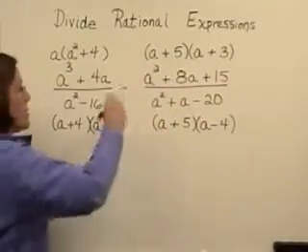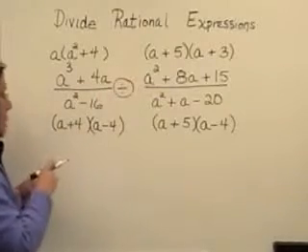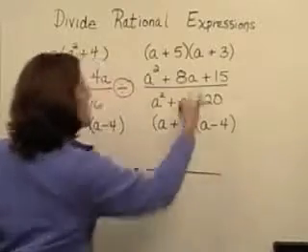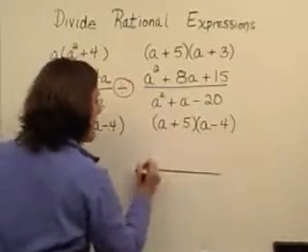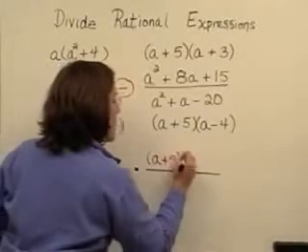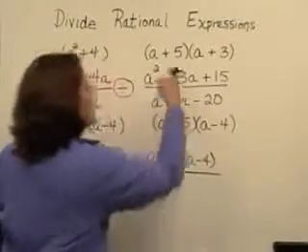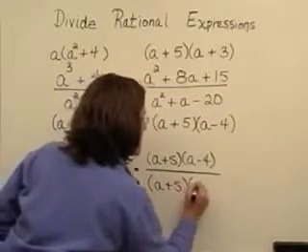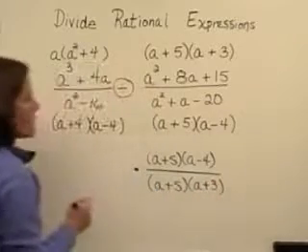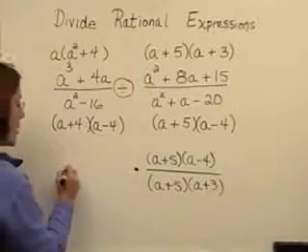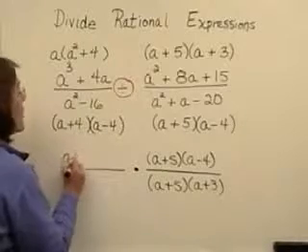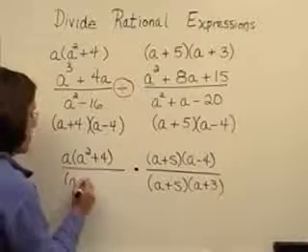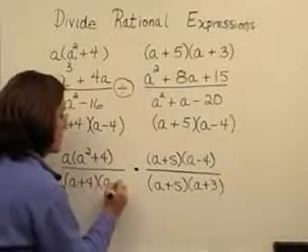I'm now ready to follow the process. Remember, we're doing a division problem, so I'm going to multiply by the reciprocal of this fraction over here. So I'm going to put this a plus 5 and the a minus 4 on top, and then this a plus 5 and the a plus 3 downstairs. So there's the reciprocal of the second fraction. The first fraction remains as is. It's got in the numerator an a times a squared plus 4, and then the denominator an a plus 4 times an a minus 4.